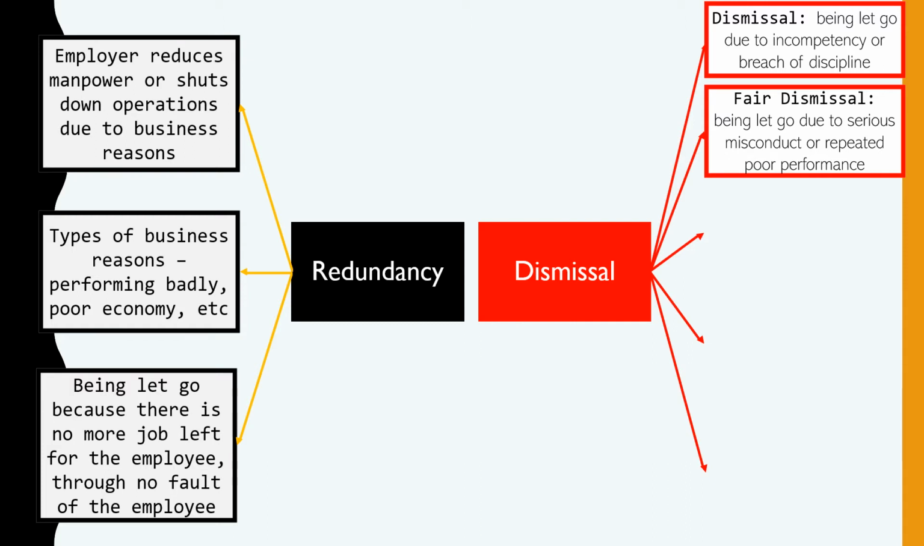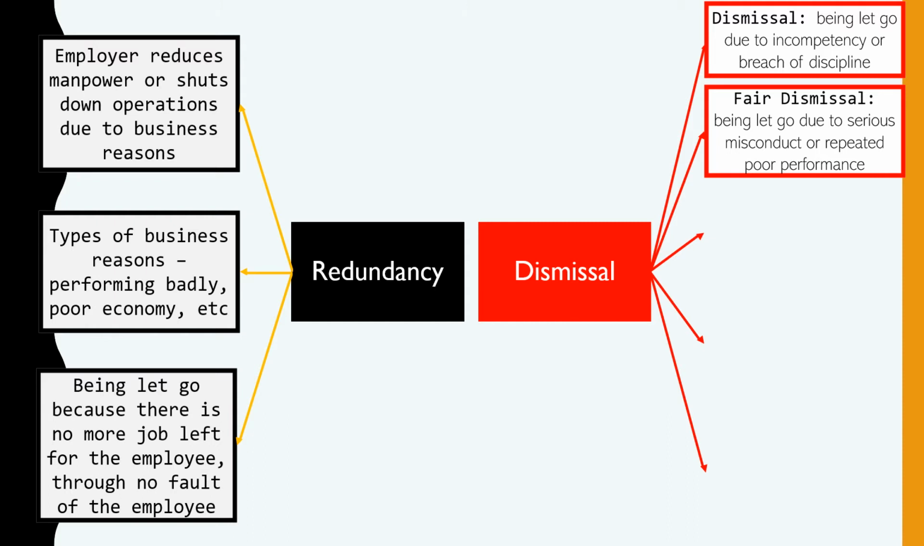Now, it's important to note though there are two types of dismissal: fair dismissal, which we're going to look at right now. Fair dismissal refers to a series of misconducts being done by the employee, or poor performance, that's what we mentioned just now. It's considered to be fair because the employee has been given the time and space to actually improve themselves in terms of their performance, but still fail to do so.